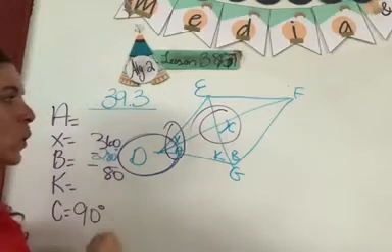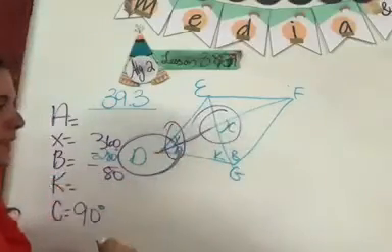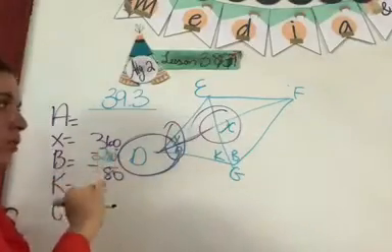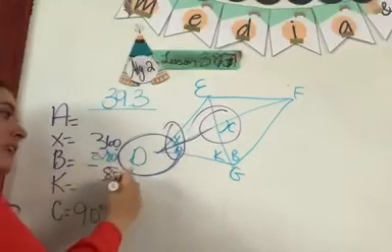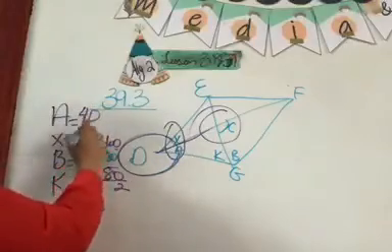Well, these have to be equal to each other because this thing is bisecting it. Okay, it's intersecting it right in the middle. So X and A are equal. That means 80 divided by 2 is 40. So 40 is A and 40 is X.